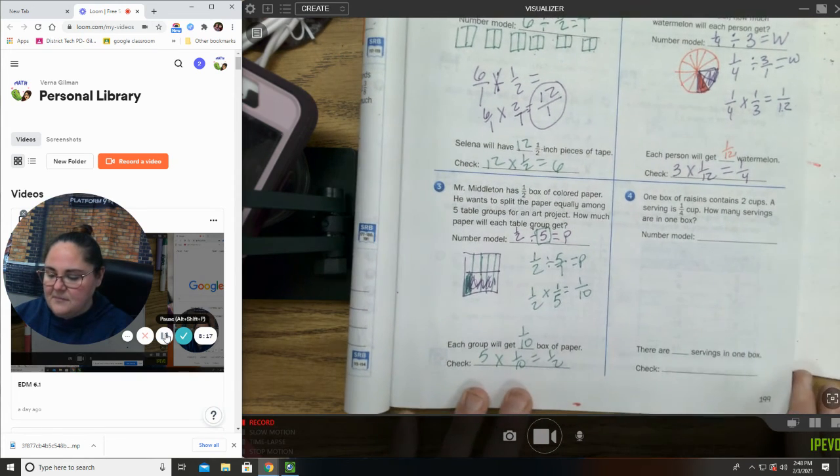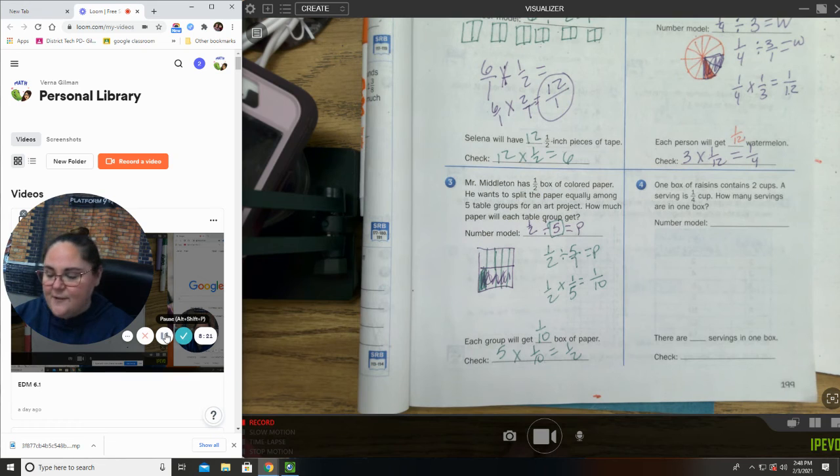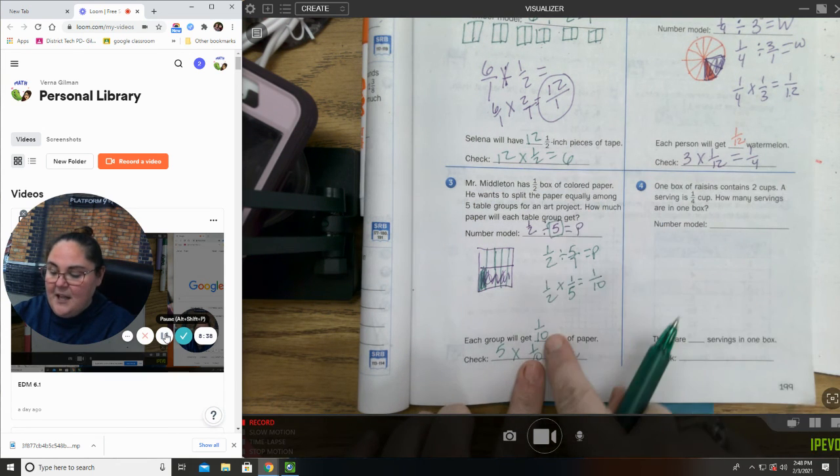Absolutely. This is going to be your exit ticket. On your math boxes for my class today, I would like you to answer this question. You do need to have a number model, the number of servings in one box, and a multiplication number sentence to check your work. Make sure you are trying your very best.